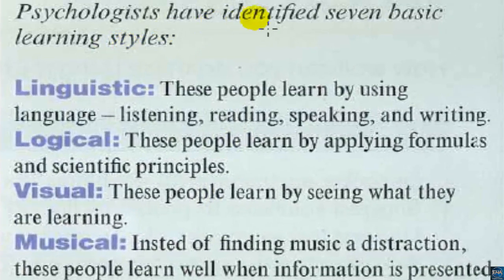Psychologists have identified 7 basic learning styles. Not basic learning styles, but basic learning techniques, learning ways. What are the 7 basic learning styles? The main learning styles. Linguistic. These people learn by using language: listening, reading, speaking, and writing. The linguistic technique is for those who like to learn languages through listening, reading, speaking, and writing.